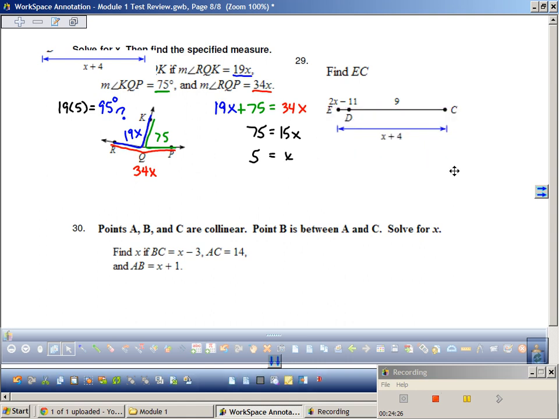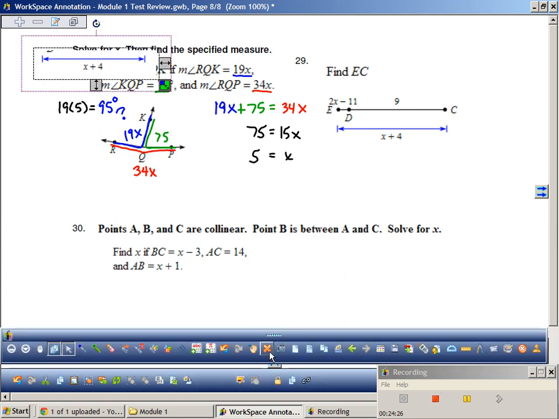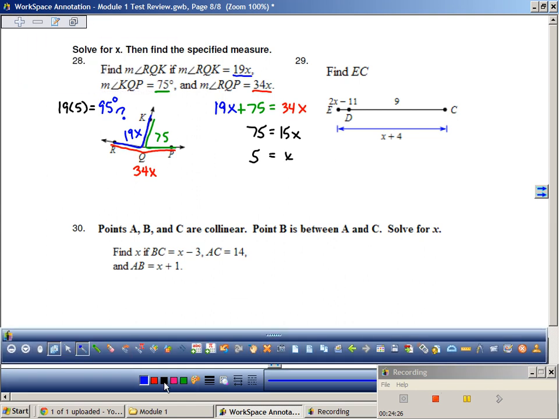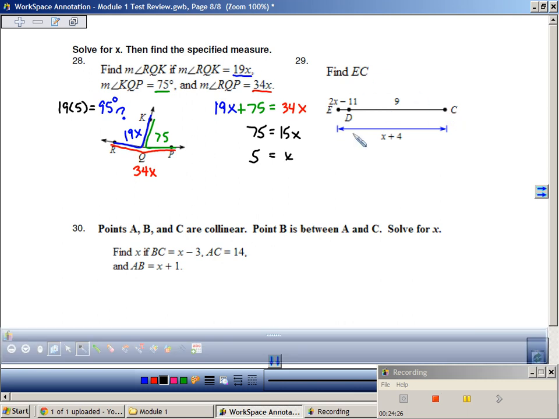Is that better? Now it shows that that's the whole segment, correct? All right. So this one is saying find EC. So E all the way across C. I'm finding EC. Which postulate could I use to solve this one? Segment addition postulate.